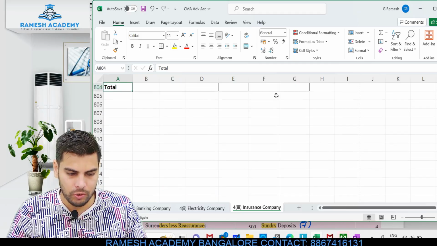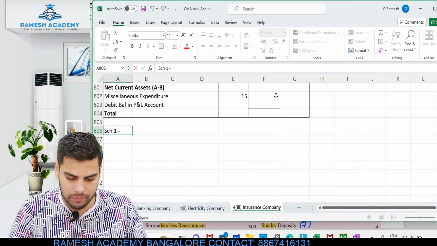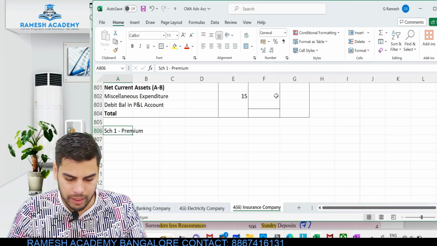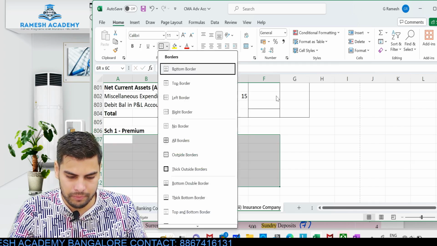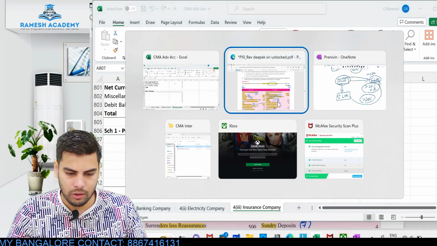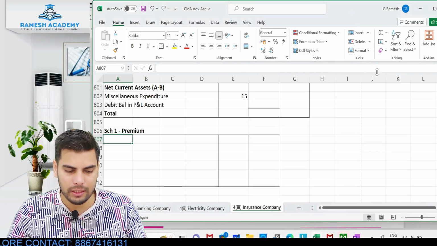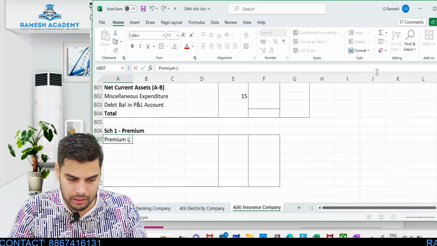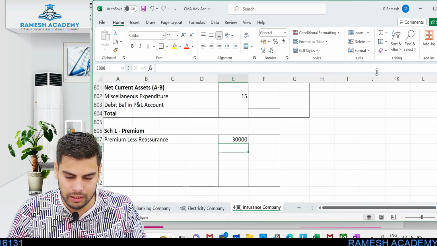So what is schedule 1? Schedule 1 is relating to your premium. Now here, the premium information has been given in two places. If you are able to see, premium less reassurance is 30,000. Net amount, I have written 30,000 rupees.